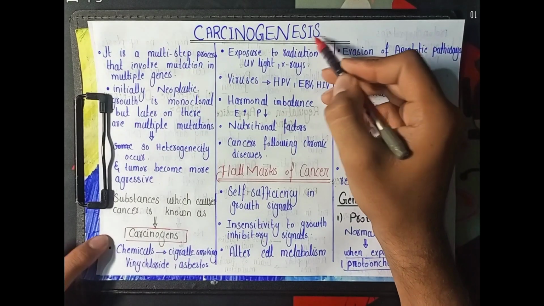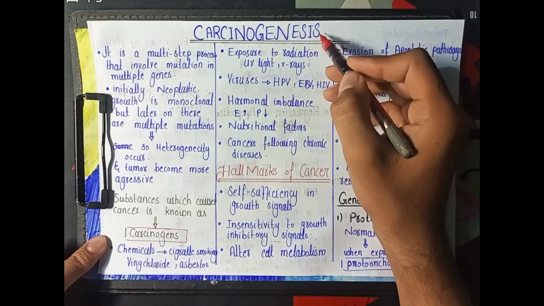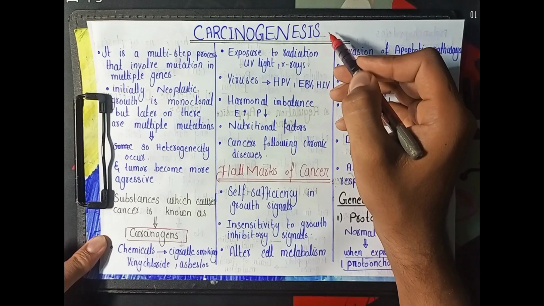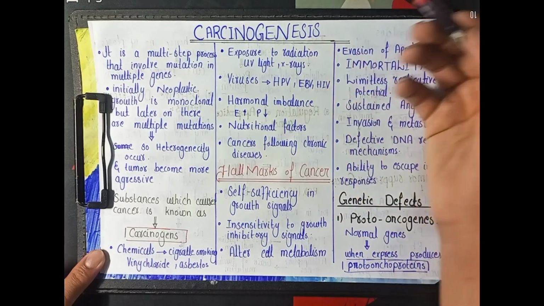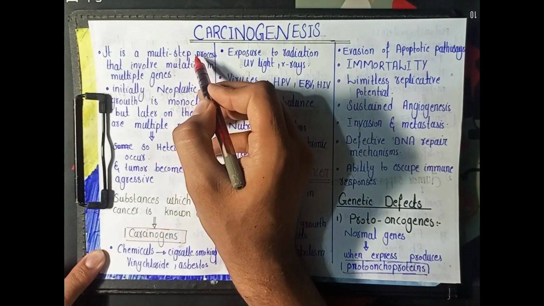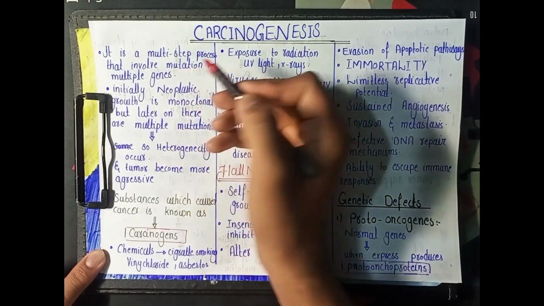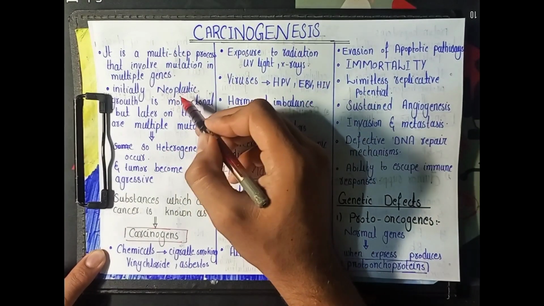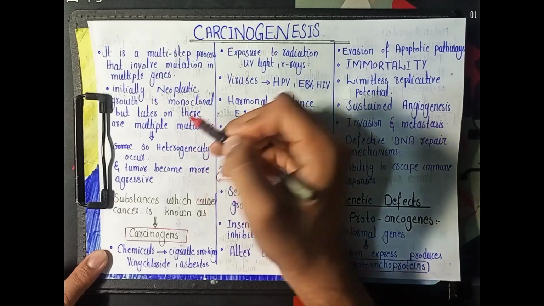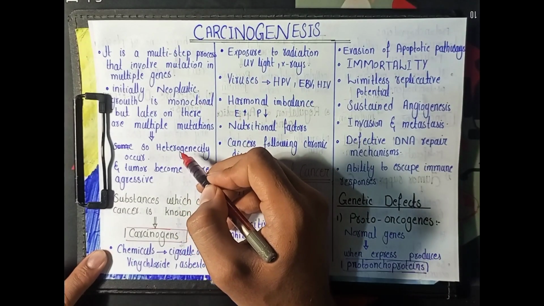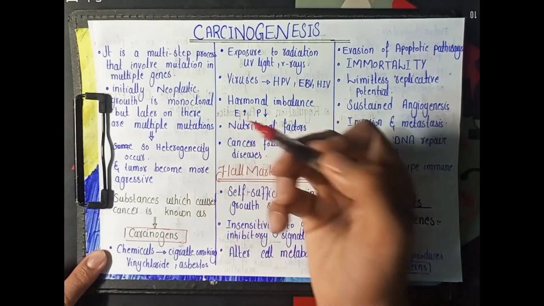अस्सलाम वालेकुम। तो आज हम स्टार्ट करते हैं carcinogenesis को। Carcinogenesis means that how the cancer develops, how the normal cell becomes neoplastic or carcinogenic. So carcinogenesis is a multi-step process that involves mutation in multiple genes. Initially, the neoplastic growth is monoclonal in nature, but later on, with time, multiple mutations occur. So the neoplastic growth shows heterogeneity, and with time, the tumor becomes more aggressive.